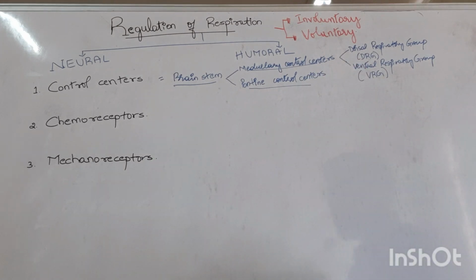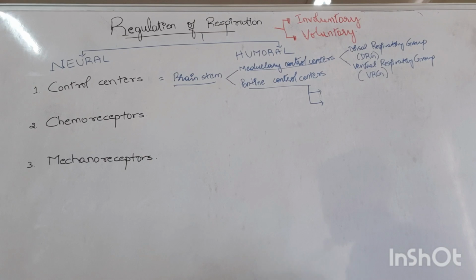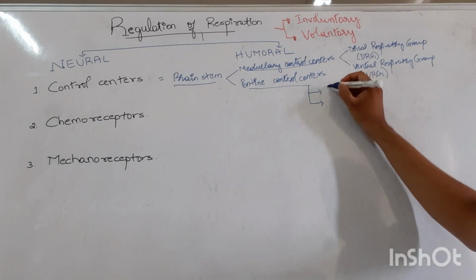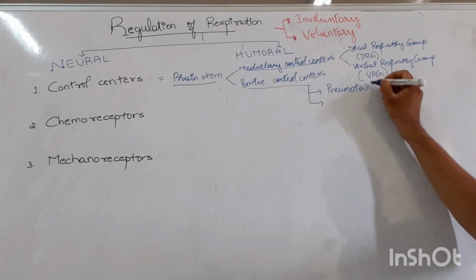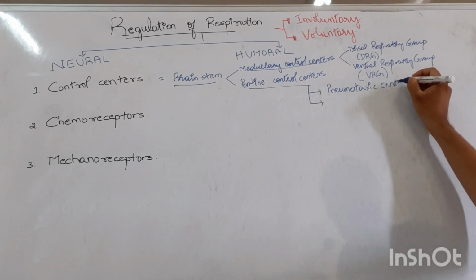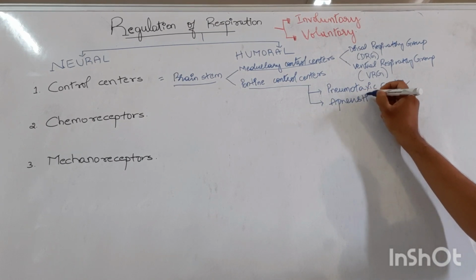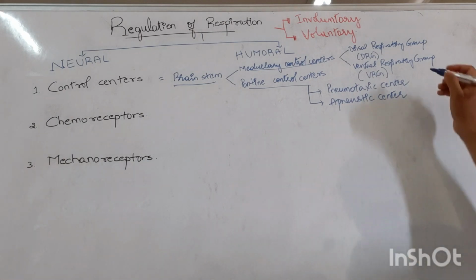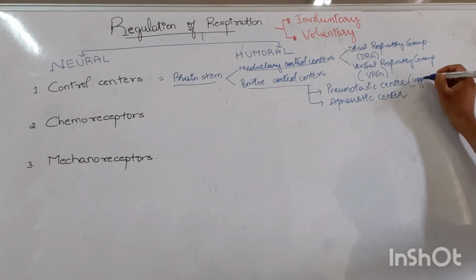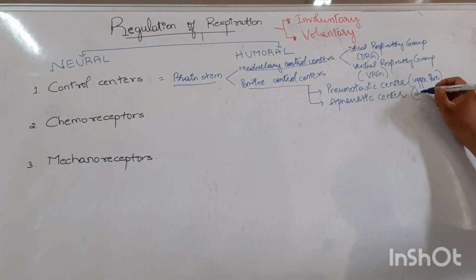From the pontine area, or from the pons, we again have two important areas. One is the pneumotaxic center and the other is the apneustic center. The pneumotaxic center is present in the upper pons. The apneustic center is present in the lower pons.